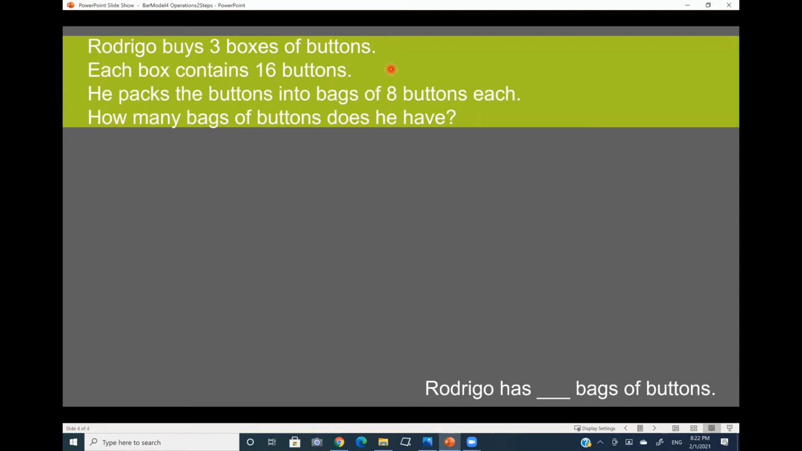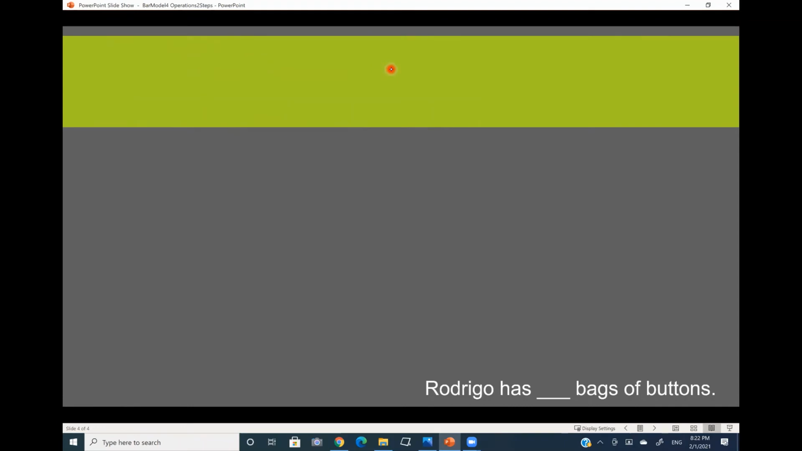So let's start. First sentence reads, Rodrigo buys 3 boxes of buttons. So I know that Rodrigo has 3 boxes. So I'm going to draw those boxes. Here they are, 3 boxes. Now I'm going to label them and focus on the next sentence. So 3 boxes.